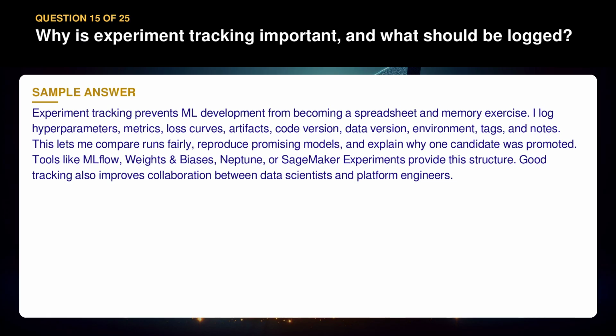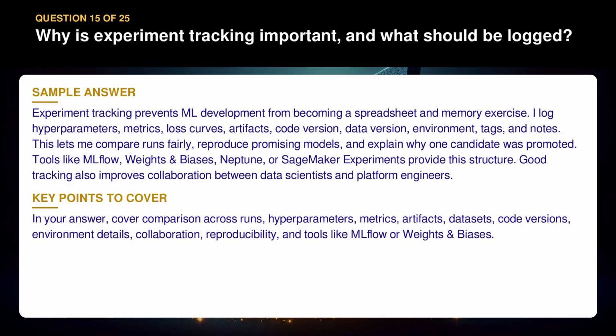Experiment tracking prevents ML development from becoming a spreadsheet and memory exercise. I log hyperparameters, metrics, loss curves, artifacts, code version, data version, environment, tags, and notes. This lets me compare runs fairly, reproduce promising models, and explain why one candidate was promoted. Tools like MLflow, Weights and Biases, Neptune, or SageMaker Experiments provide this structure. Good tracking also improves collaboration between data scientists and platform engineers.